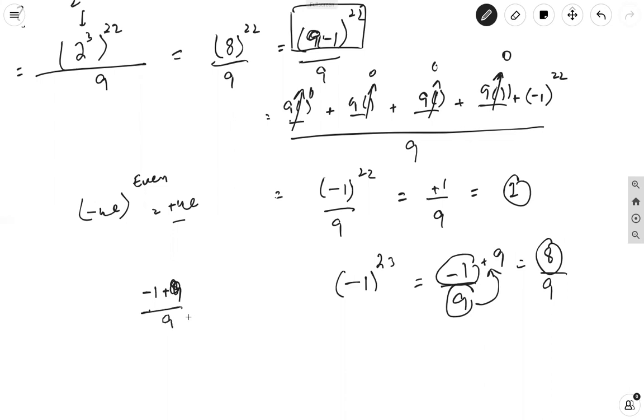Divisor is 9. So the result came out to be 8 over 9. Just remember this: whenever we have a negative value in the numerator while solving a remainder question, just add whatever we have in the denominator to the upper side. Minus 1 plus 9 divided by 9 is equal to 8 over 9. So our remainder in that case is 8. Got my point?